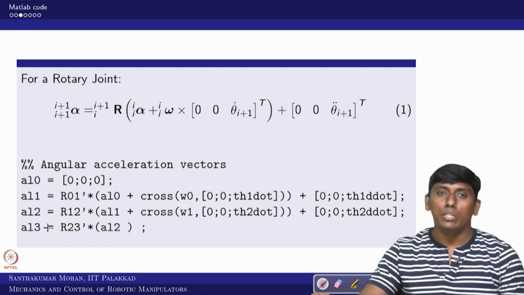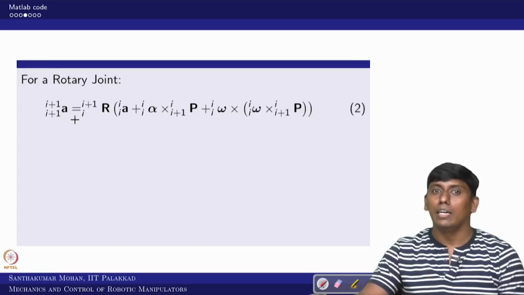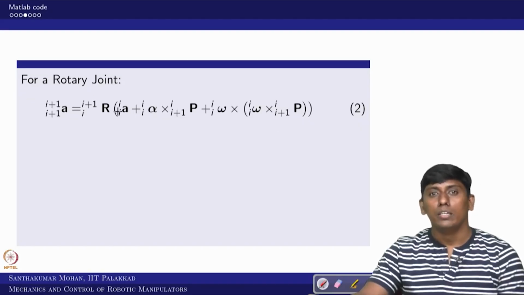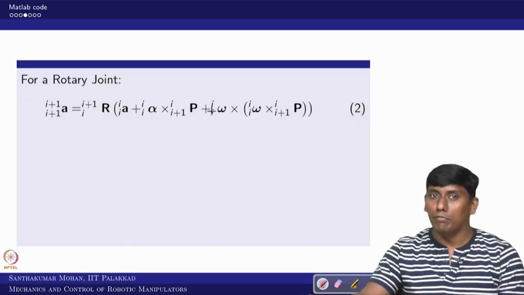Now coming to the linear acceleration. We know the rotary joint linear acceleration relation, which has the tangential acceleration, then the radial acceleration, and the previous joint linear acceleration. So we can derive this equation in Matlab, in the same form.